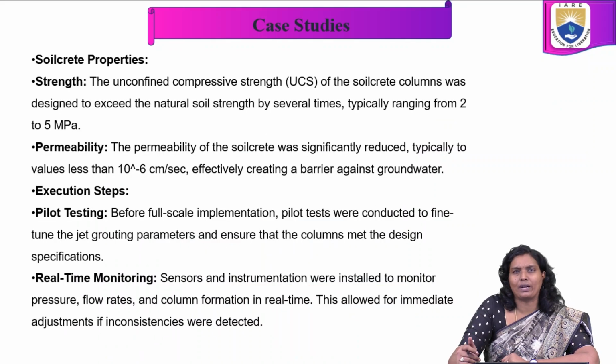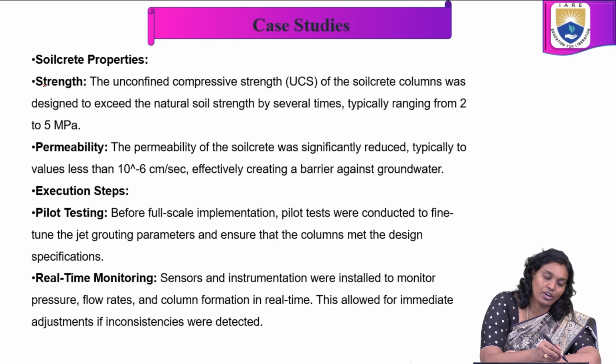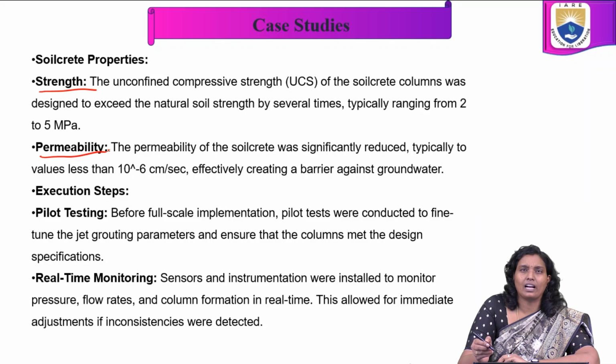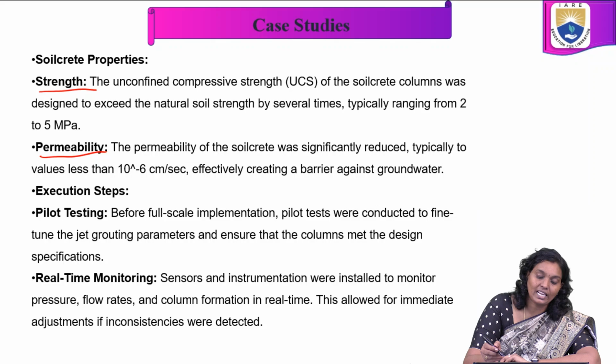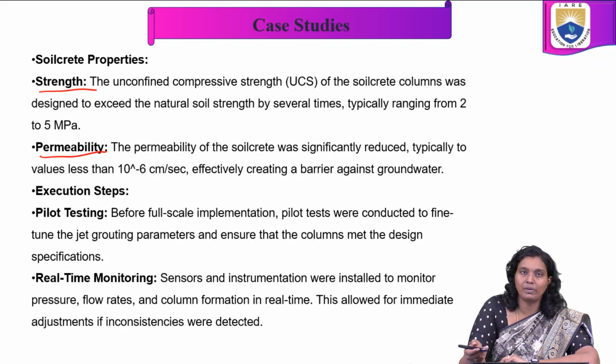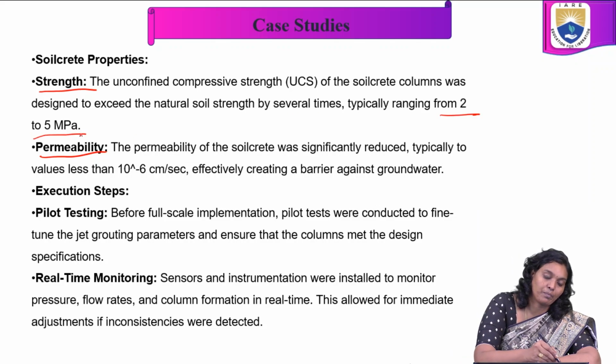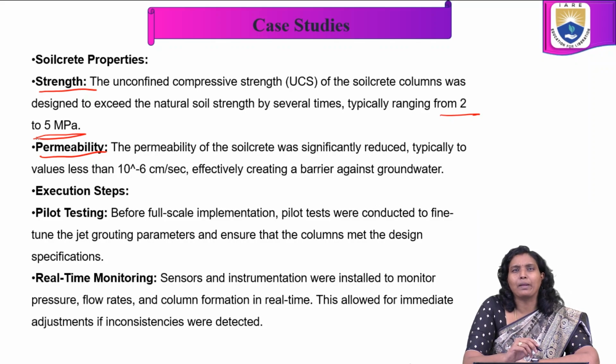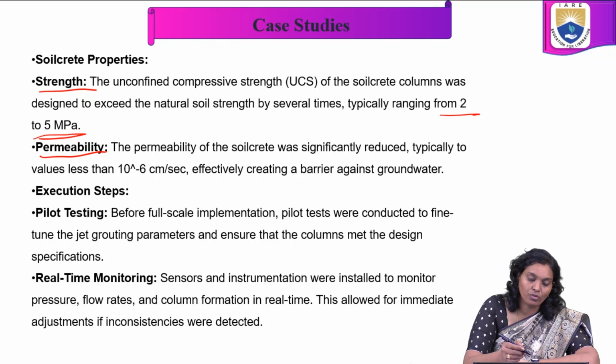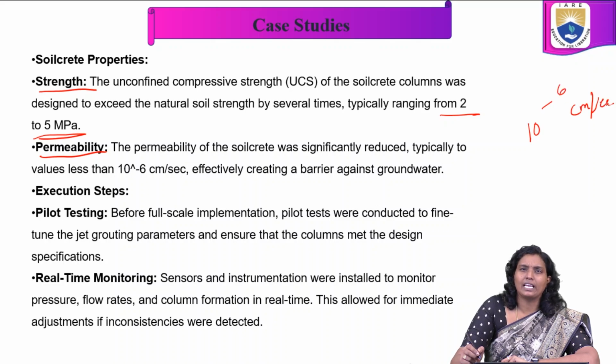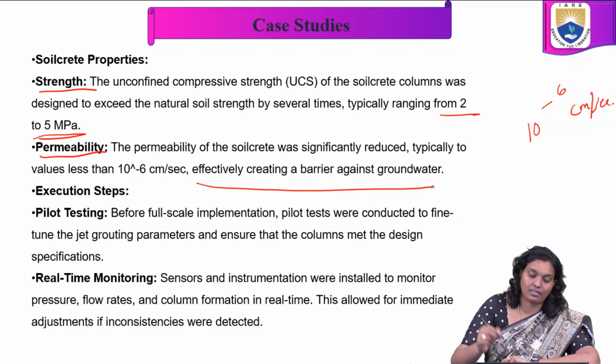Now the soilcrete properties: strength and permeability. These are the properties which we are going to understand in this soilcrete. The unconfined compressive strength of the soilcrete column was designed to exceed the natural soil strength by several times, typically ranging from 2 to 5 MPa. Moving on to the permeability point of view, the permeability of soilcrete was significantly reduced, typically to values less than 10 to the power of minus 6 centimeters per second, effectively creating a barrier against groundwater.